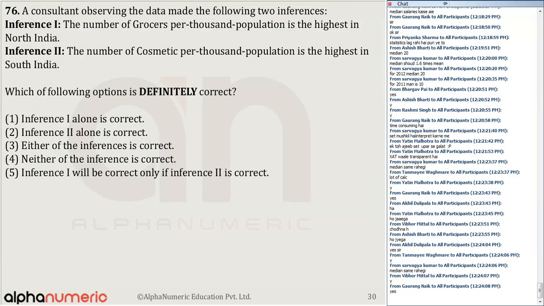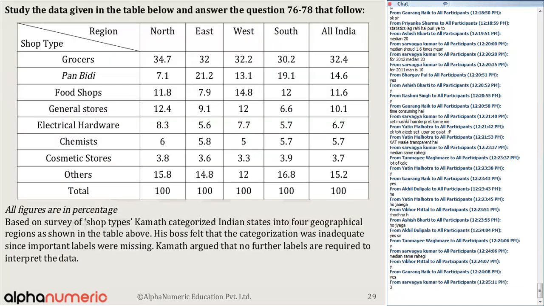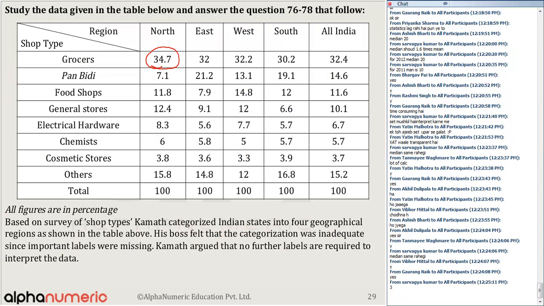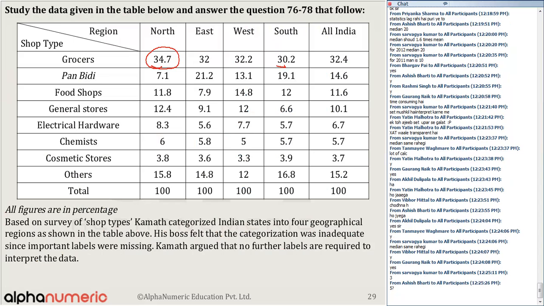The first question says, a consultant observing the data made the following two inferences. The number of grocers per 1,000 population is the highest in North India. The number of cosmetic stores per 1,000 population is the highest in South India. Number of grocers per 1,000 people is highest in North India, and number of cosmetic per 1,000 population is highest in South India. But tell me one thing, what does this data say here?